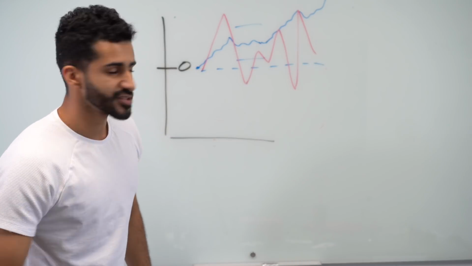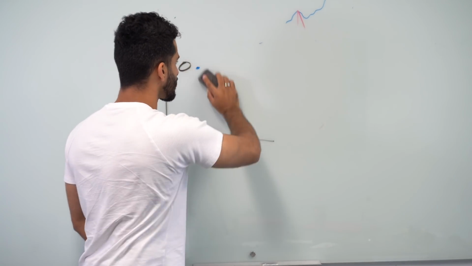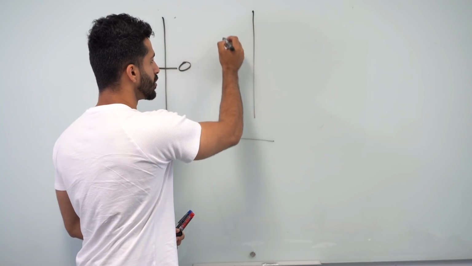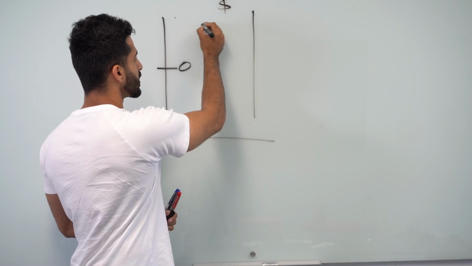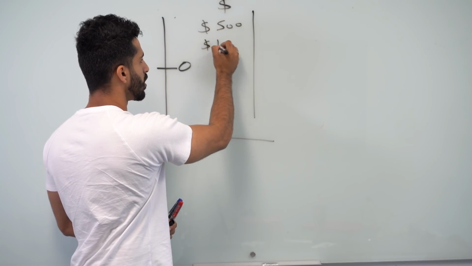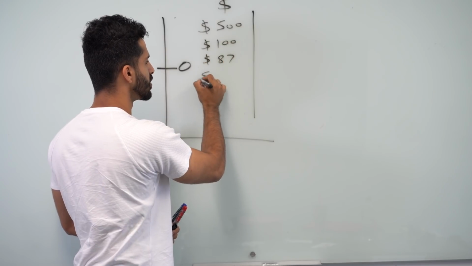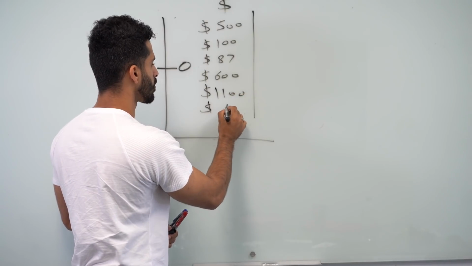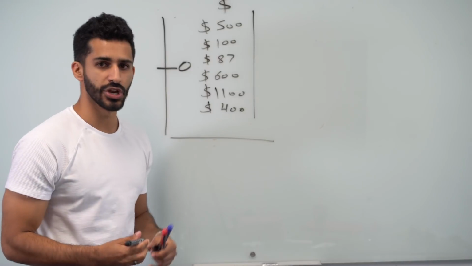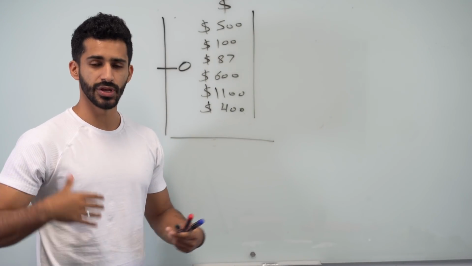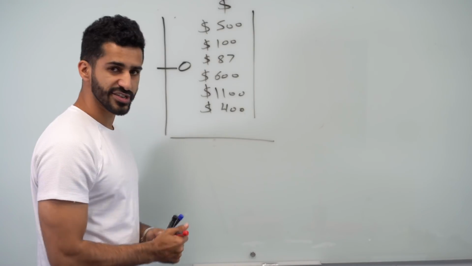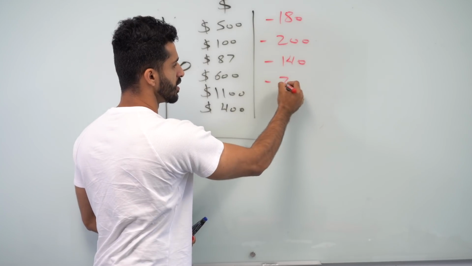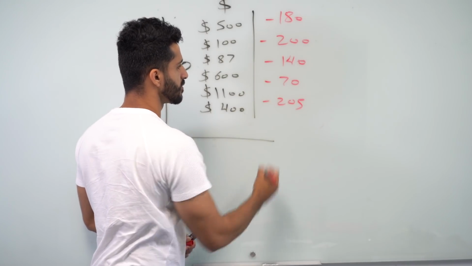Now, a successful trader's equity curve, in my opinion, looks something like this, right, on a number basis. So on your gains, let's say you made 500, you made 100, you made $87, 600, 1100, 400. Now, obviously, some trades you're barely going to be green just because you exited too early or you didn't like the trade. But then your losses, 180, 200, 140, 70, 205, right?